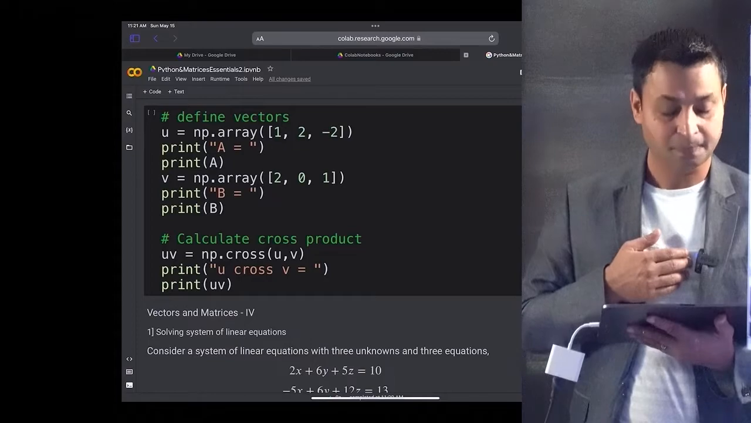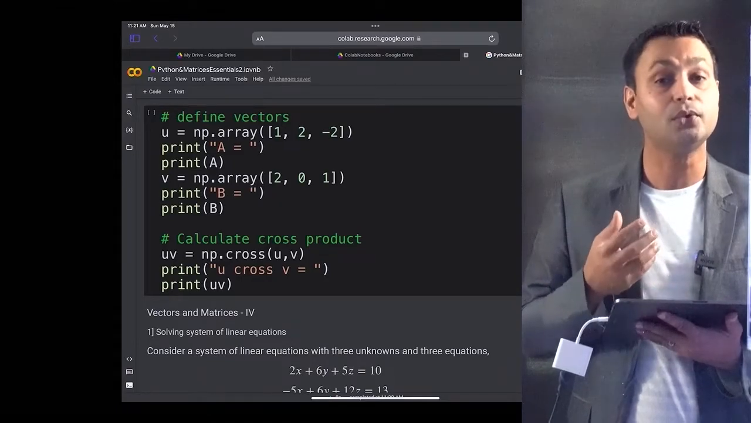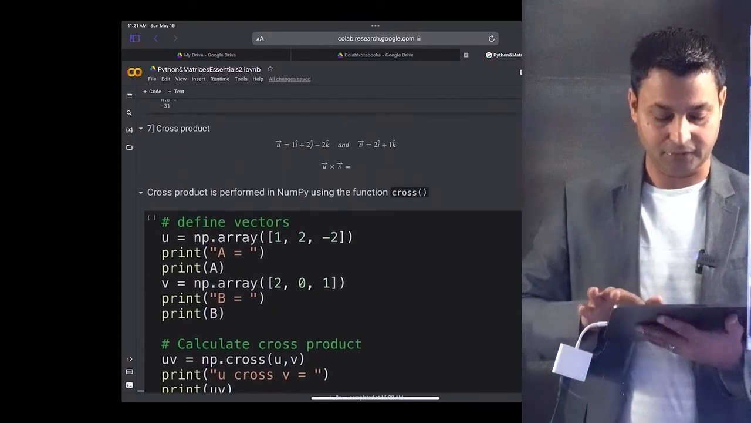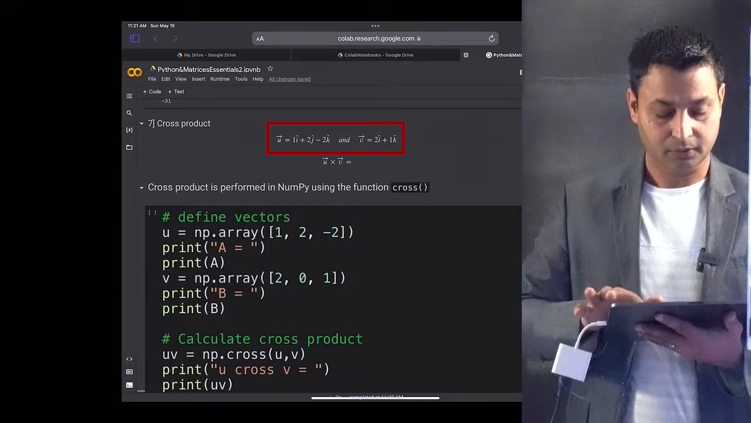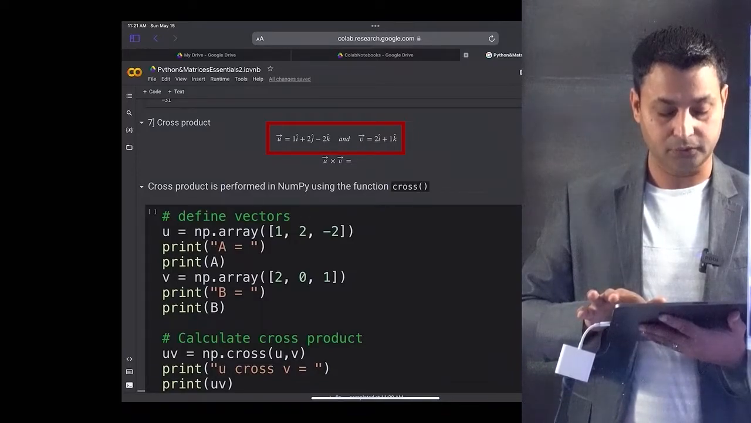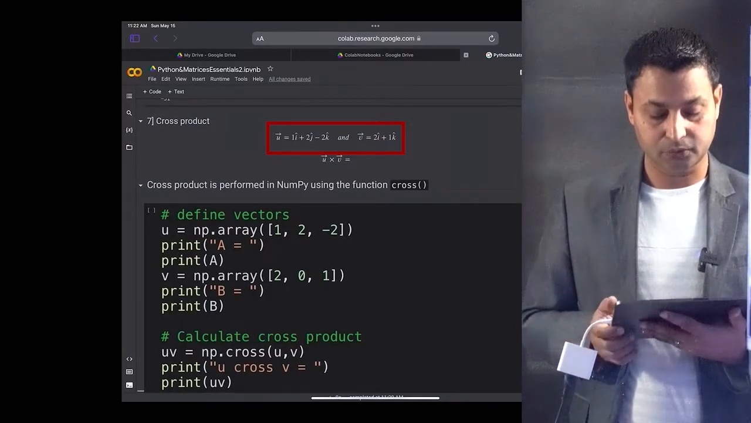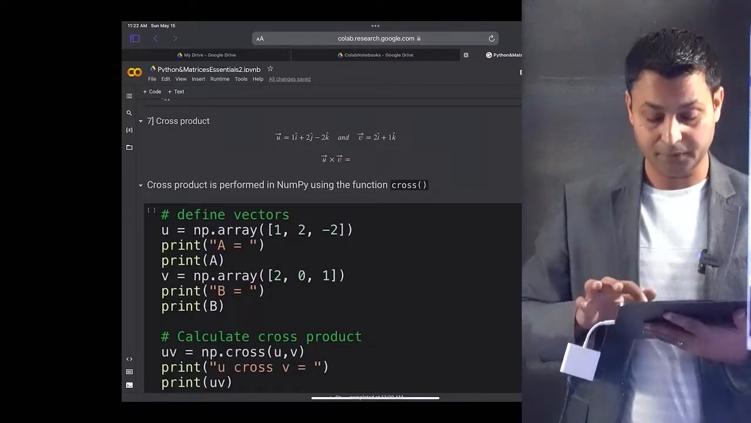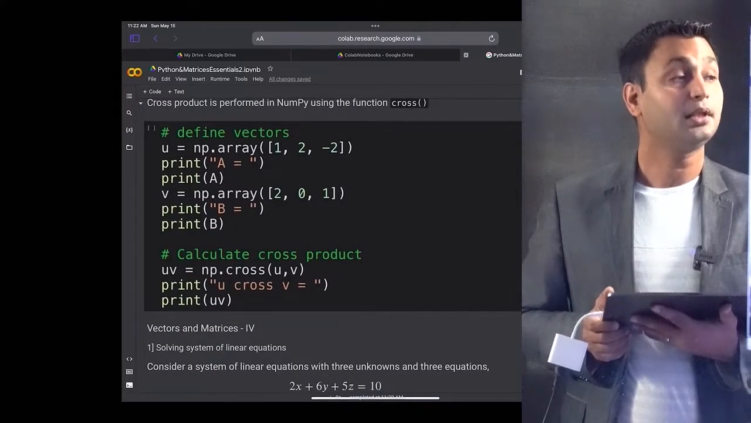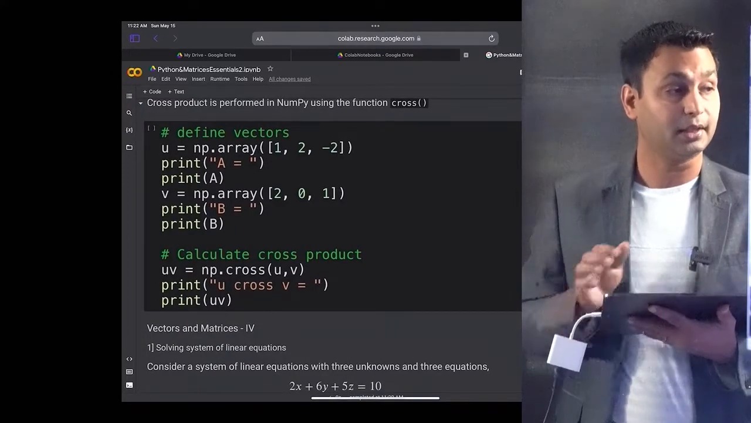So you can see we have used the variables u and v to represent the two different vectors that we have defined here. The u vector is 1i plus 2j minus 2k, and the v vector is 2i plus 1k. To represent these two vectors, we have used the variables u and v in Python using np.array, and that's what you see here.